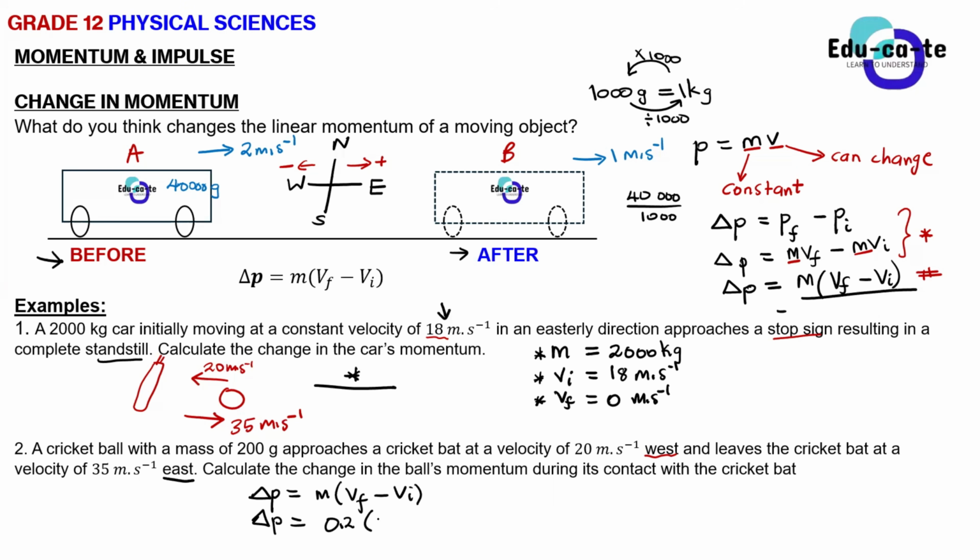What am I going to write here? 35, right? A positive 35, because I've taken my eastwards direction to be positive. We get that, right? And then on the initial velocity, this is a minus from the formula. On the initial velocity, what am I going to write? Minus 20. Open bracket and minus. Yes, because I've chosen west to be negative, and they said initially it is moving to the west. So this must be negative.